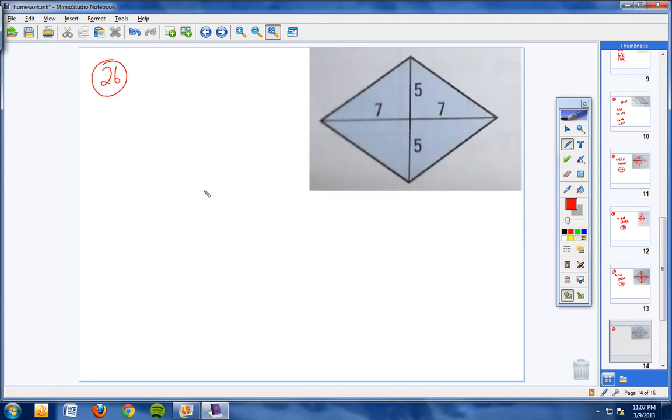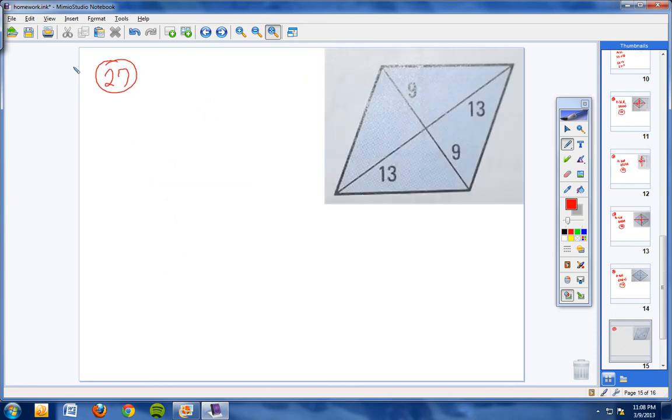Okay, moving on to number 26. We're going to find the area of this rhombus. It's 1/2 d times d. Well, one diagonal is going to be 10 because we have a 5 and a 5. The other diagonal is going to be 14 because we have a 7 and a 7. And your final answer should be 70 square units. Okay. All right, moving on to number 27.